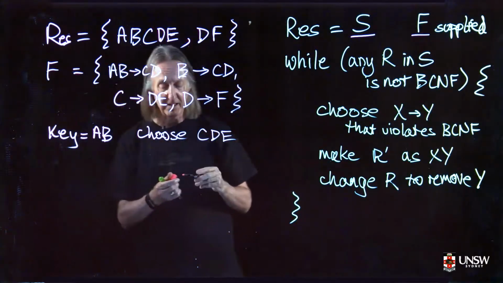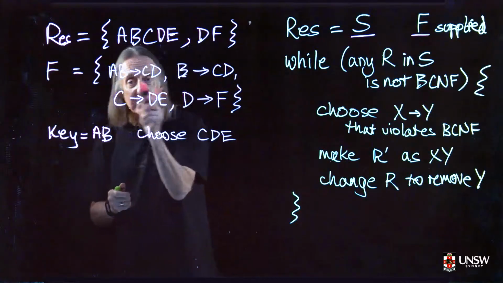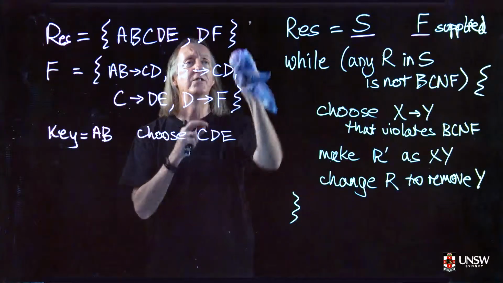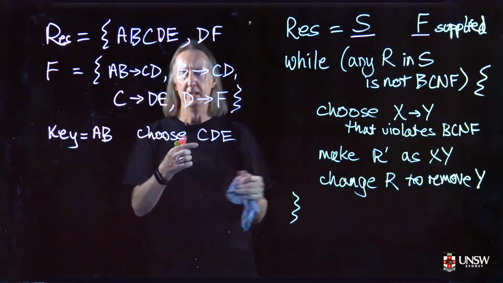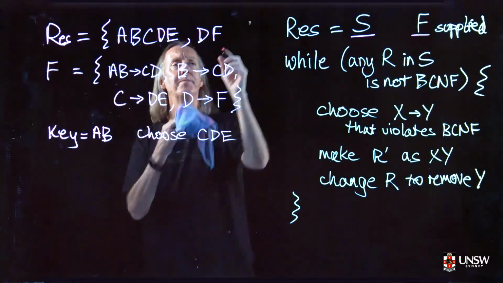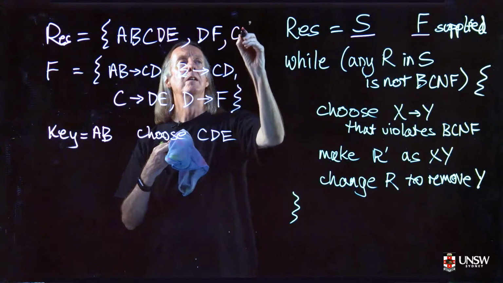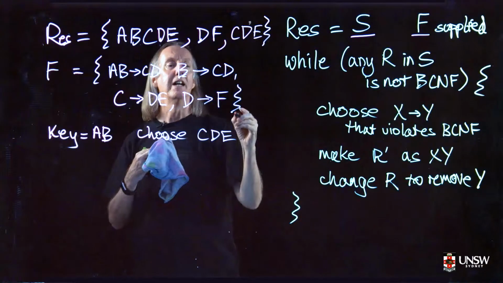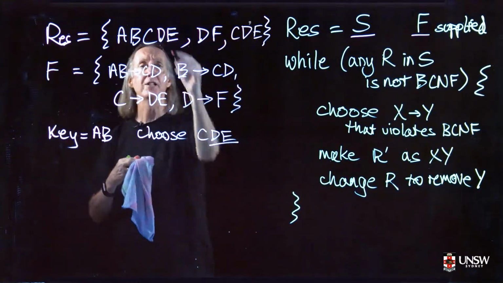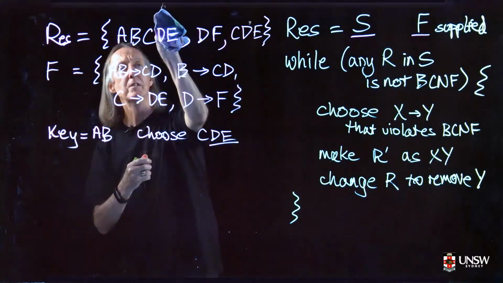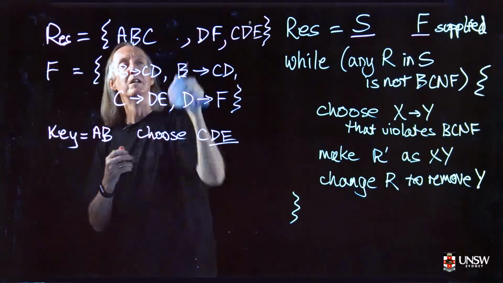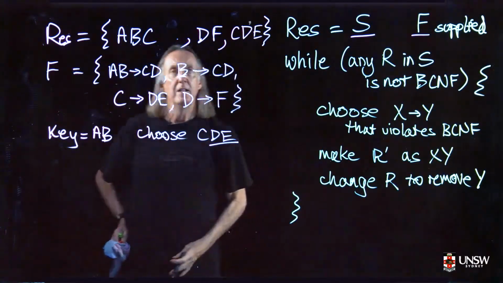All right, so part of the deal is, given that dependency, we make a table that contains just those attributes. And then we remove these two attributes from this table here.